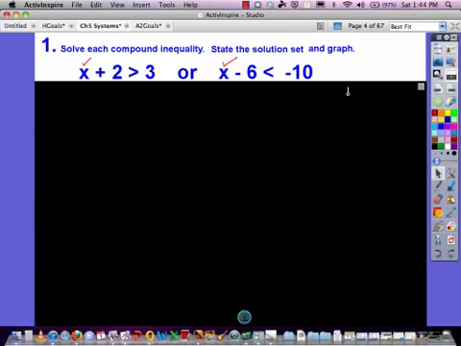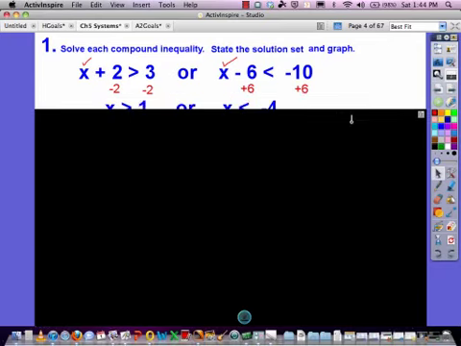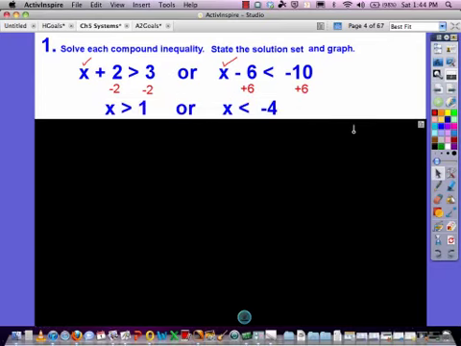But on the left-hand side, I believe we're going to have to subtract 2. On the right-hand side, we're going to add 6. And remember, you're doing it to both sides of the inequality. When you do that, you can simplify, and you're looking at x is greater than 1 or x is less than -4. So there's our two solutions.